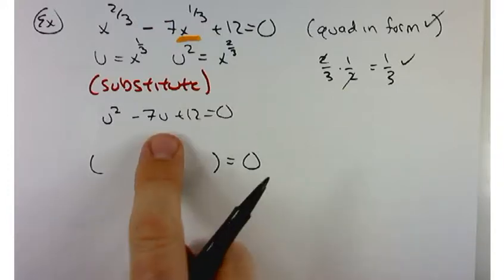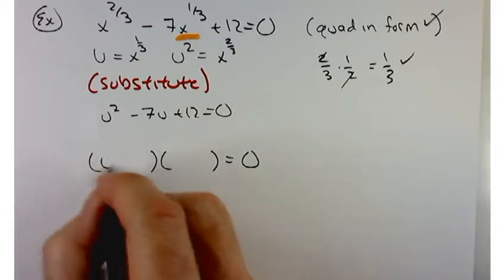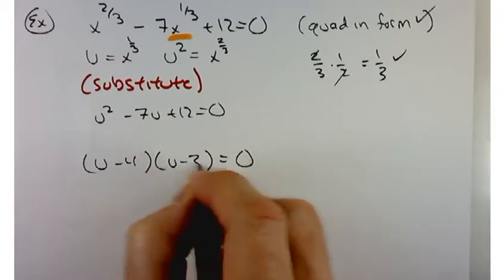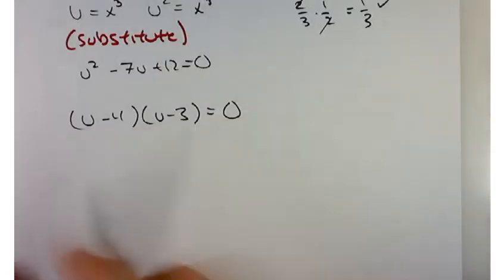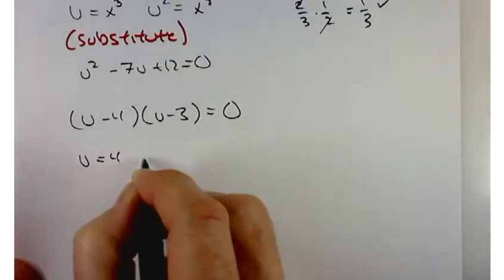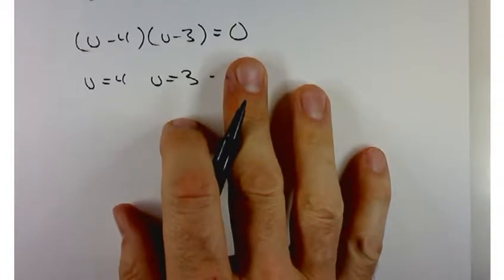And that's something that'll factor. How'd that factor? Thank you. U minus 4 and u minus 3. Now this part is just to get us past working with something that has fractional exponents. So I get u equals 4 or u equals 3. Those are my two solutions here.